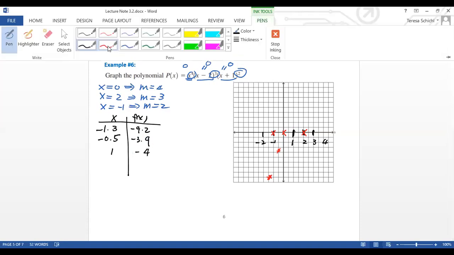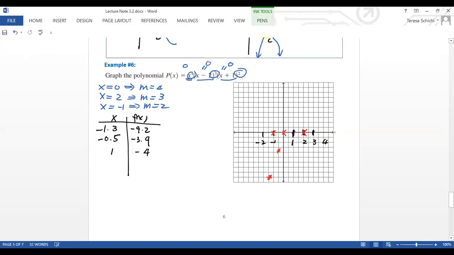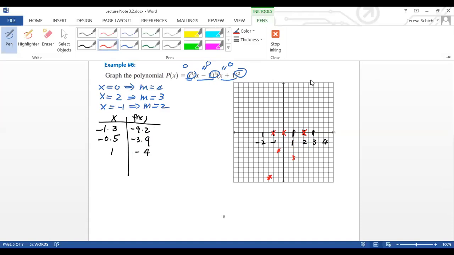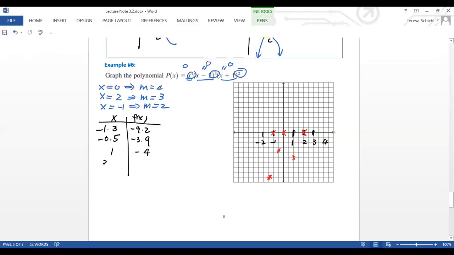So (1, -4), somewhere here. And then the last point is larger than 2. So I choose 2.3 and I get 8.2. So (2.3, 8.2) is somewhere here, right?